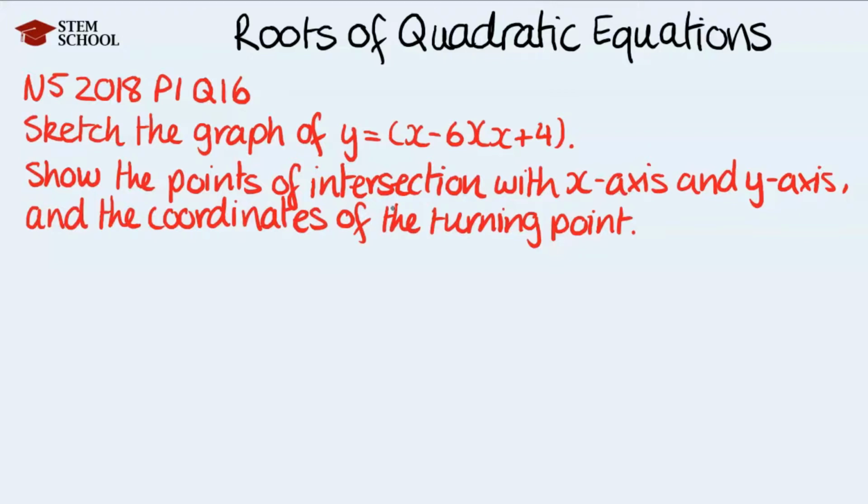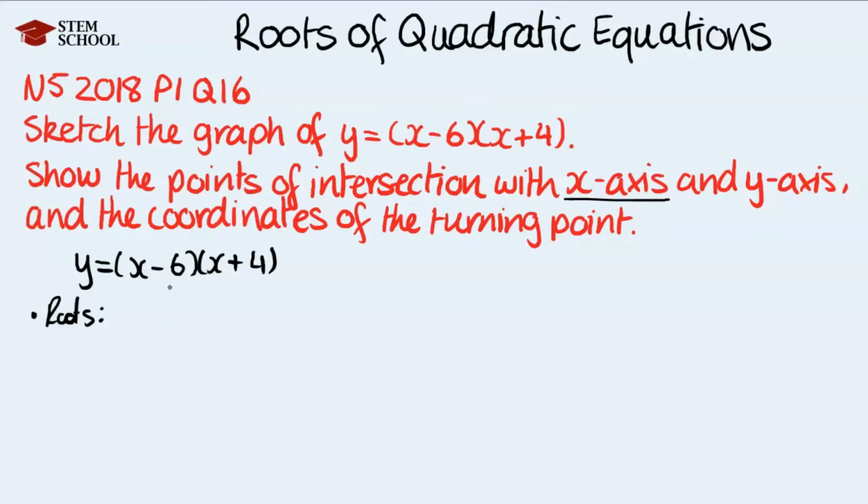So first of all, it says to show the points of intersection with the x-axis. That's the roots of the equation, right? So let's have a go at that bit first. We'll tackle it bit by bit. So the equation is y is equal to x minus 6 bracket x plus 4. Okay, so let's tackle the roots first of all.